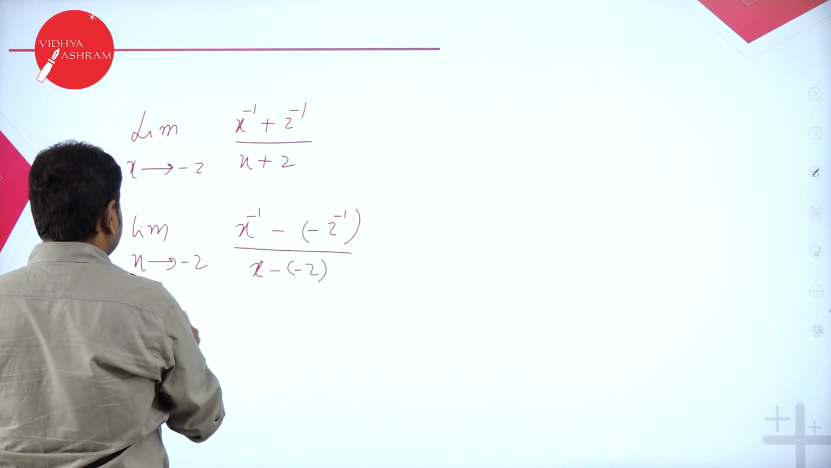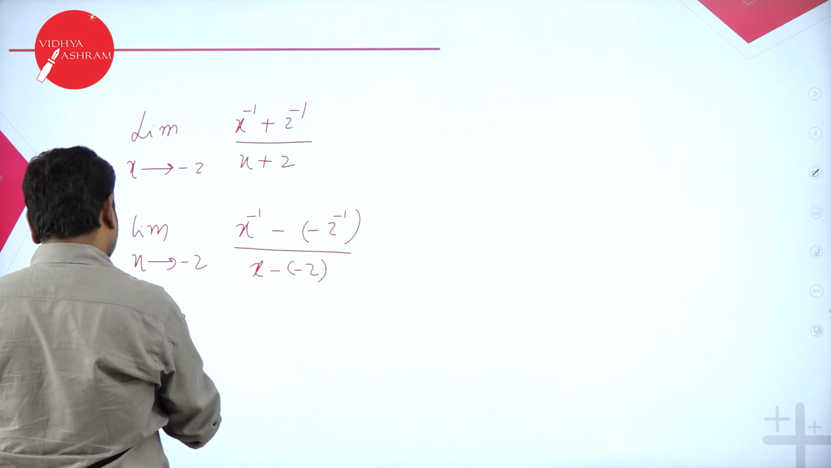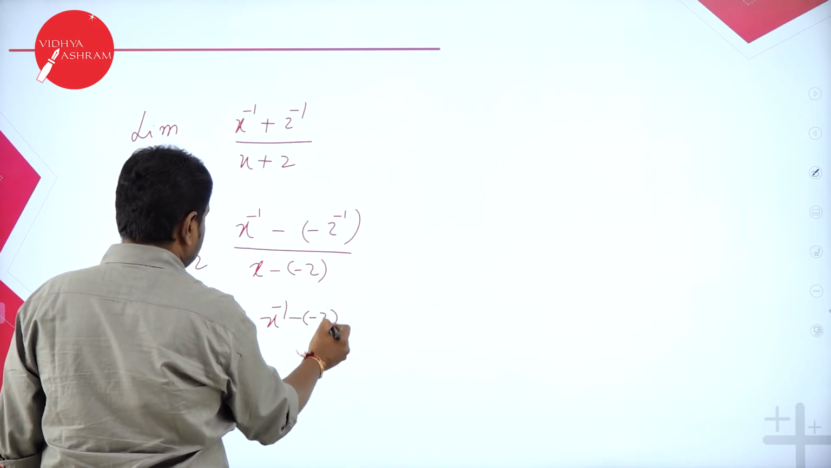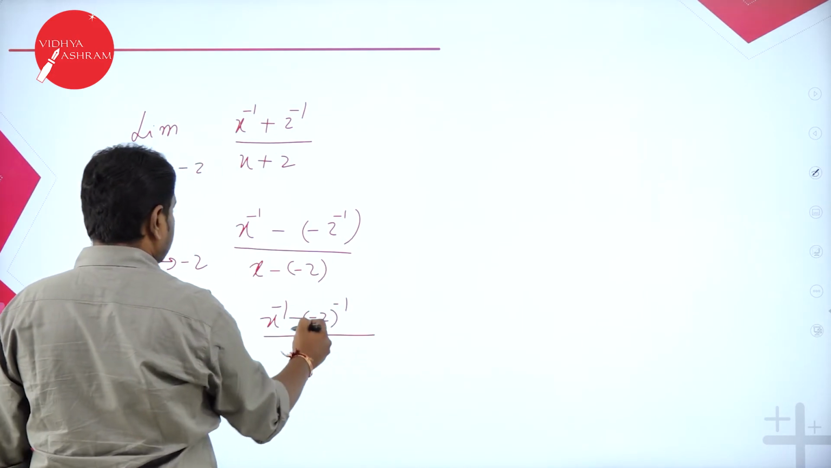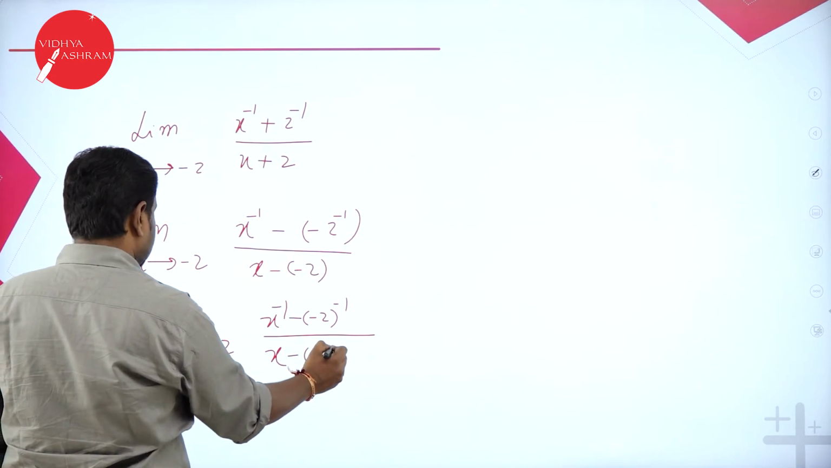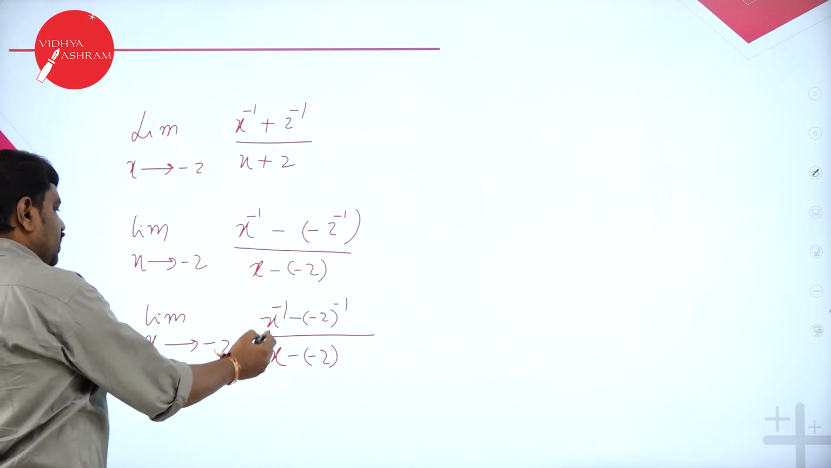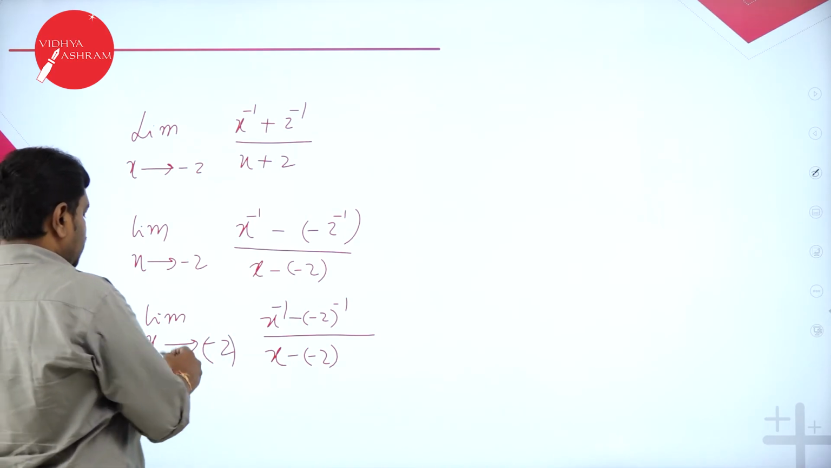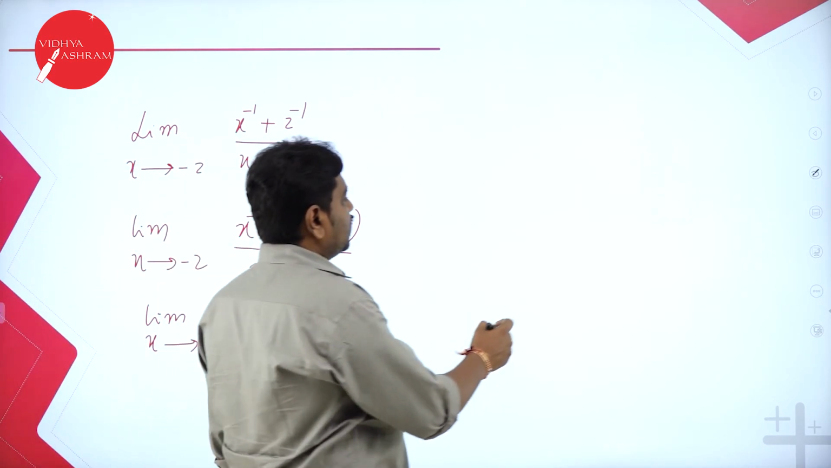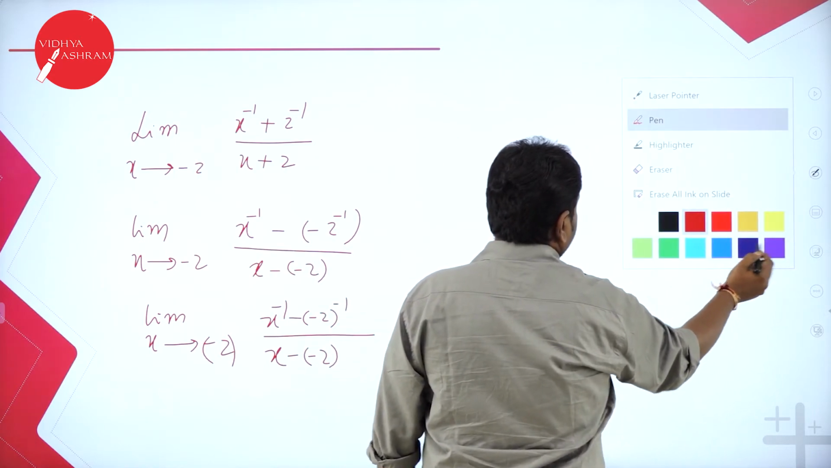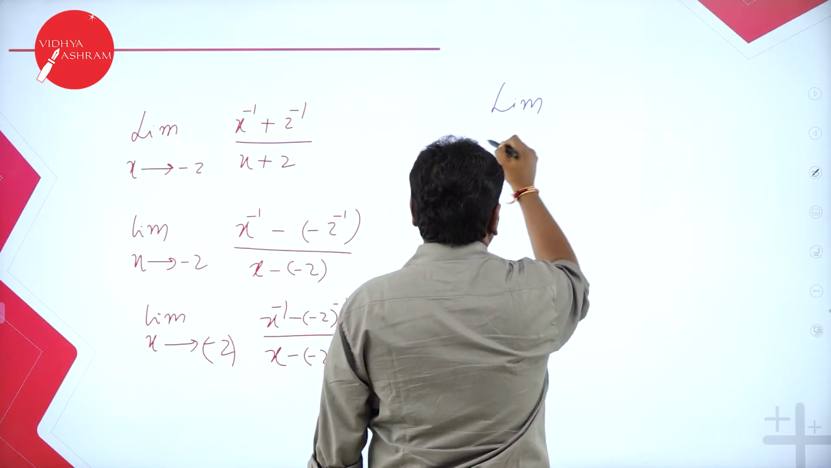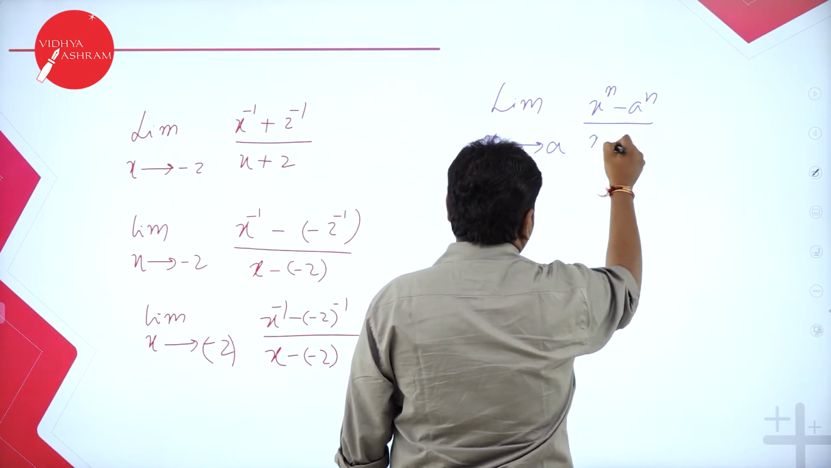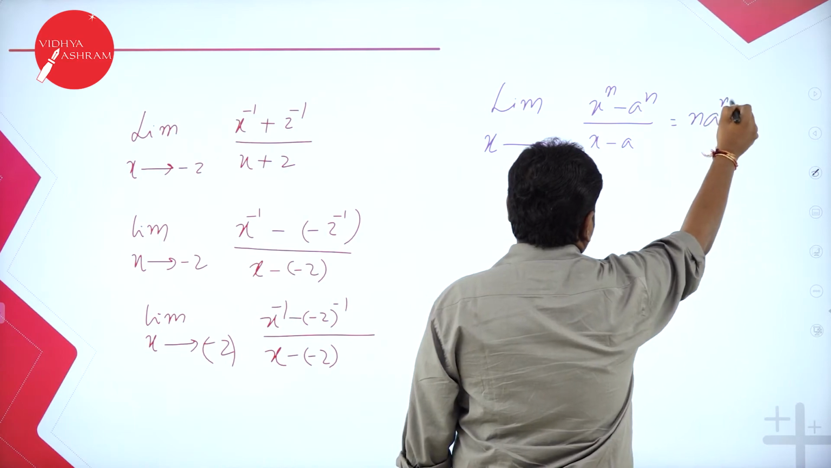Further, this can be written as x power minus 1 minus of minus 2 power minus 1, because odd number power is the same, divided by x minus of minus 2. Now it is in the form x power n minus a power n by x minus a. In the place of a, you have minus 2, x tends to a. So now it resembles the theorem. What is the theorem? All of you know the theorem. Limit x tends to a, x power n minus a power n by x minus a, the answer is n into a power n minus 1.